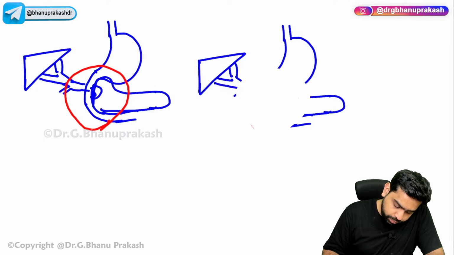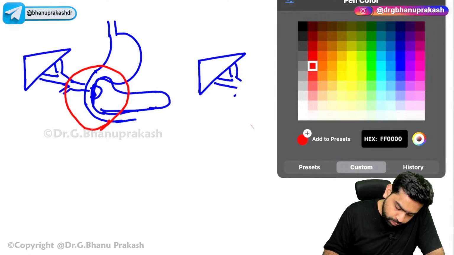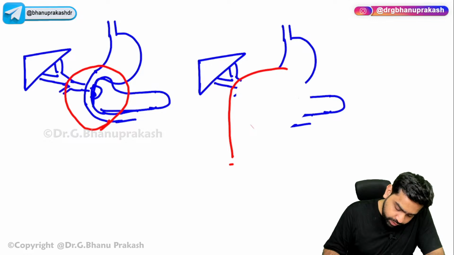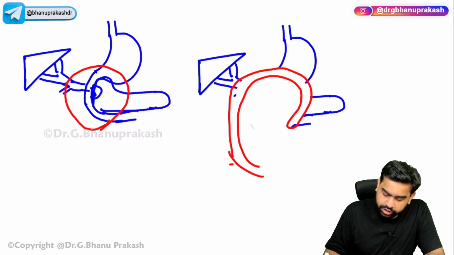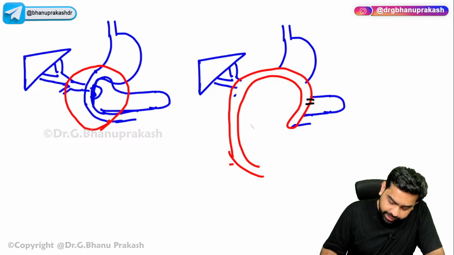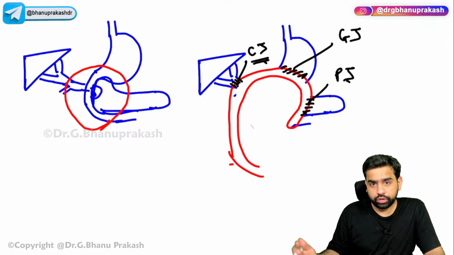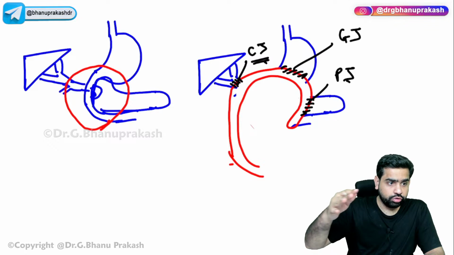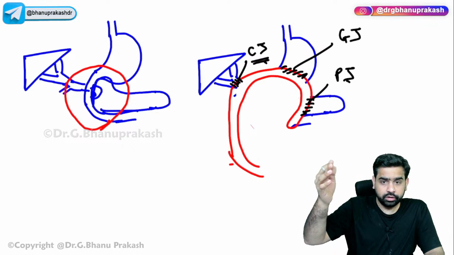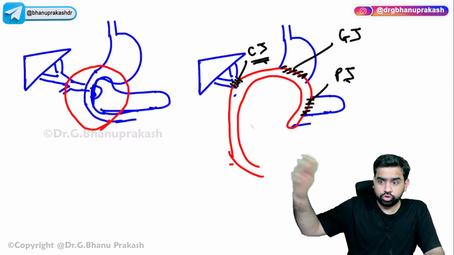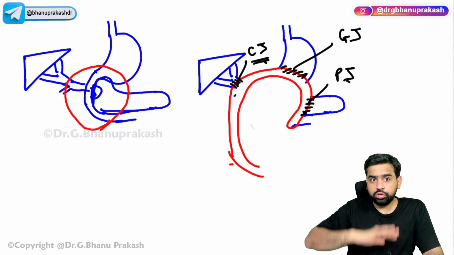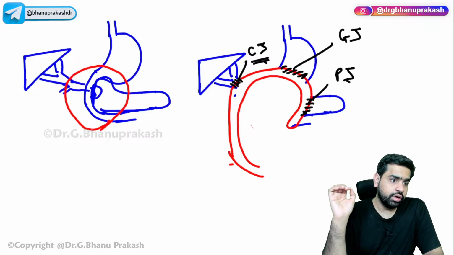Now what you do is you bring the loop of the jejunum and you attach this loop of the jejunum to all these things. So this is how you get the three anastomoses over here: pancreaticojejunostomy, gastrojejunostomy, choledochojejunostomy, or hepaticojejunostomy, whatever you want to call it. Are you understanding my point? So this is what you basically do in patients with the Whipple's procedure.